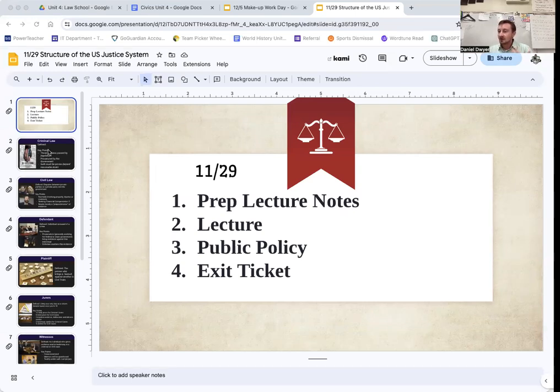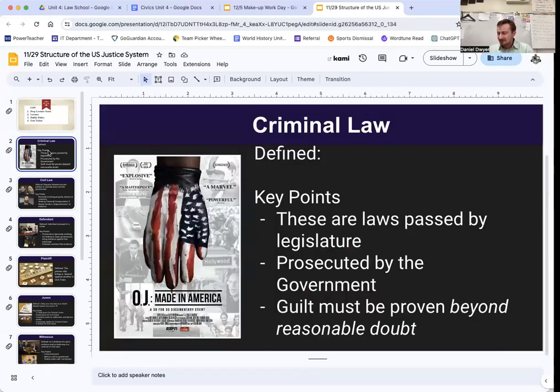We are talking about law. Oh, I need to add an extra slide for prepping your lecture notes.